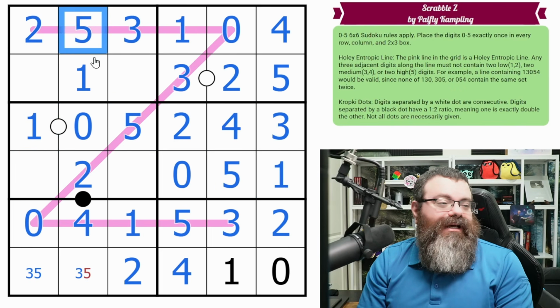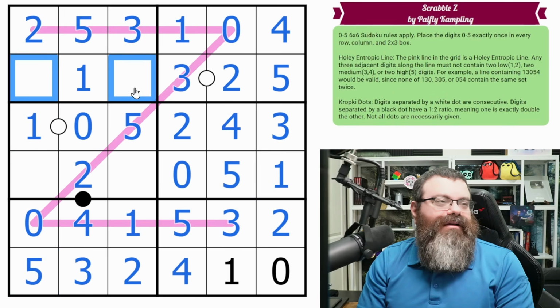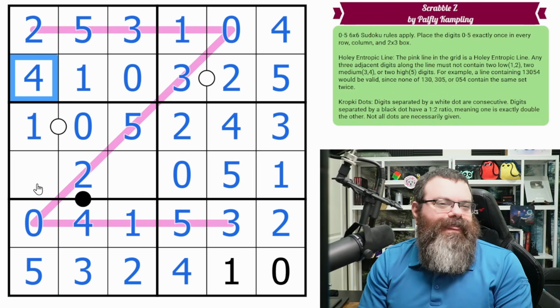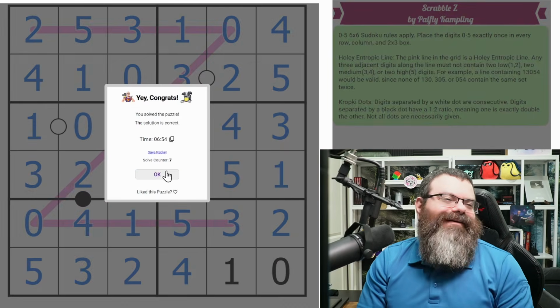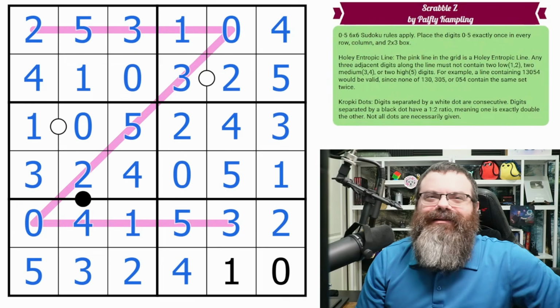All right, that's 3 and 5. That's 3 and 5. These two digits are 4, 0 and 4. So that's 0, that's 4. And we need a 3, sorry, and a 4. All right, we finished. All right, nice puzzle, Palfly.